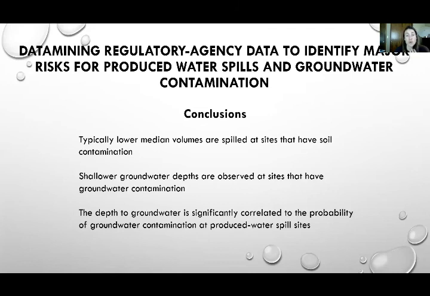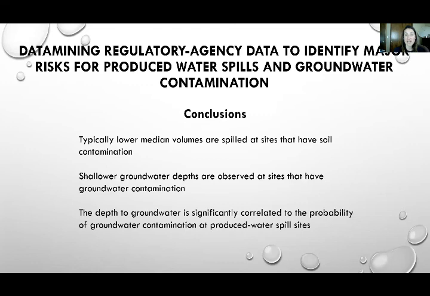And so these conclusions are not just for the presentation I gave, they're for the paper overall. Anyways, we found typically lower median volumes are spilled at sites that have soil contamination. That's not anything I showed you right here, but that was with using a Mann-Whitney-U test. So I also looked at soil contamination. Yes, it is contaminated. No, it is not contaminated.